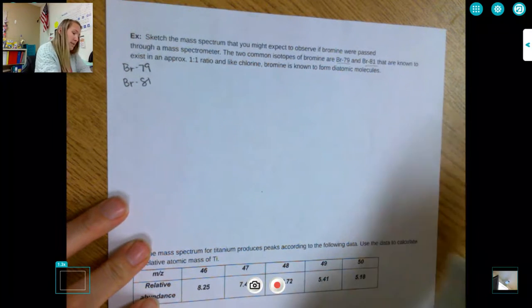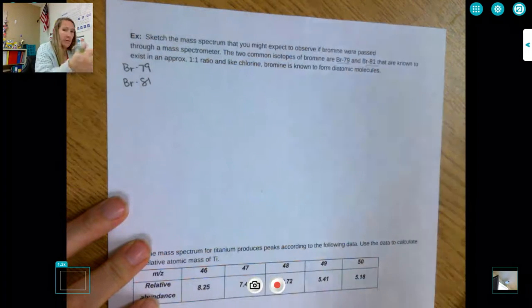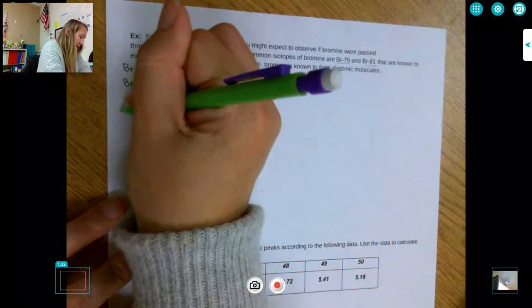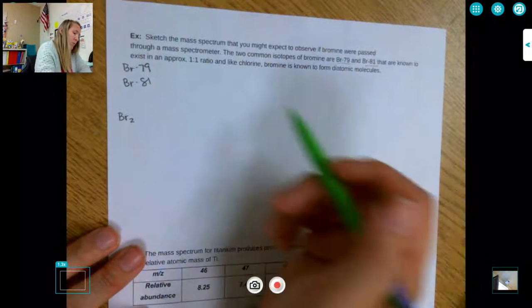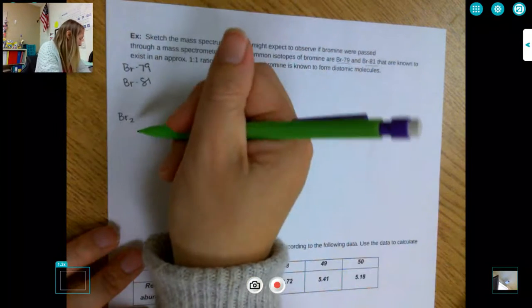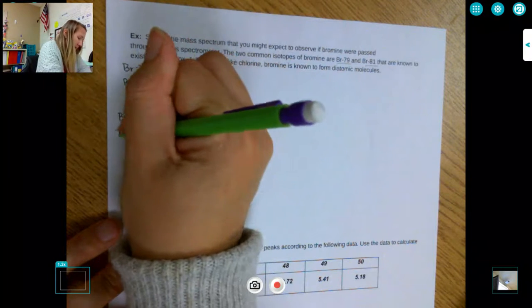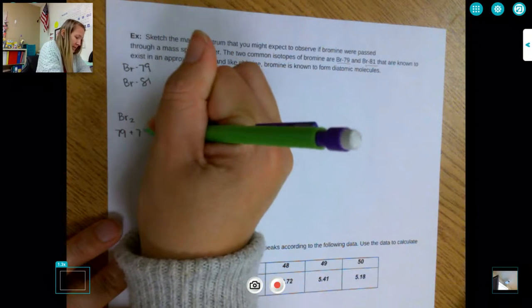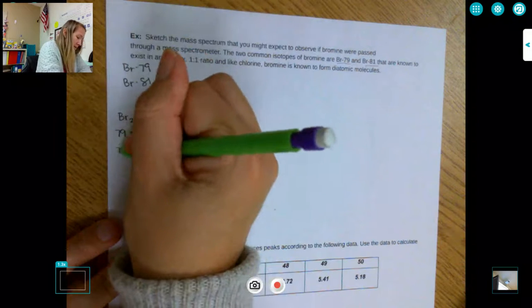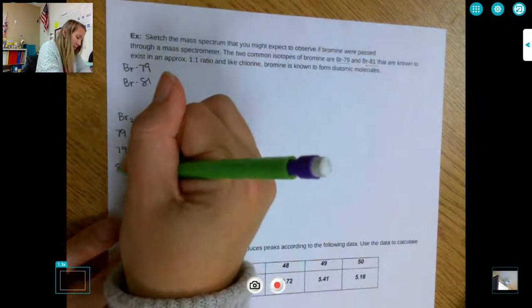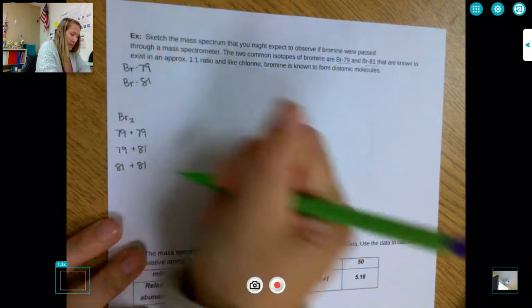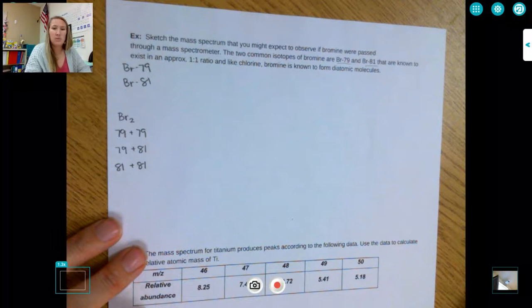It also tells us that bromine makes a diatomic, which we know. So I can have bromine as a diatomic. And if it's a 1-to-1 ratio, that means I could have bromine 79 and 79. I could have bromine 79 and 81, or I could have bromine 81 and 81. Okay, those can be my three combinations if I have two isotopes and it makes a diatomic.